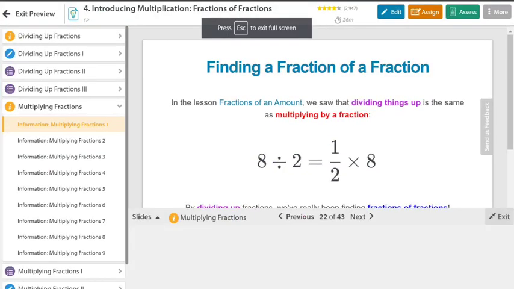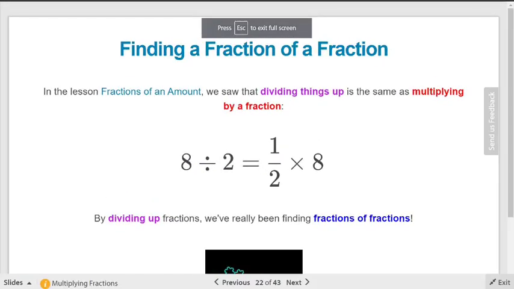All right, here we go. So what we were doing when we were breaking those smaller pieces into even smaller pieces is we were finding a fraction of a fraction. So you find a fraction. Okay? So that leads us into the idea of being able to multiply.